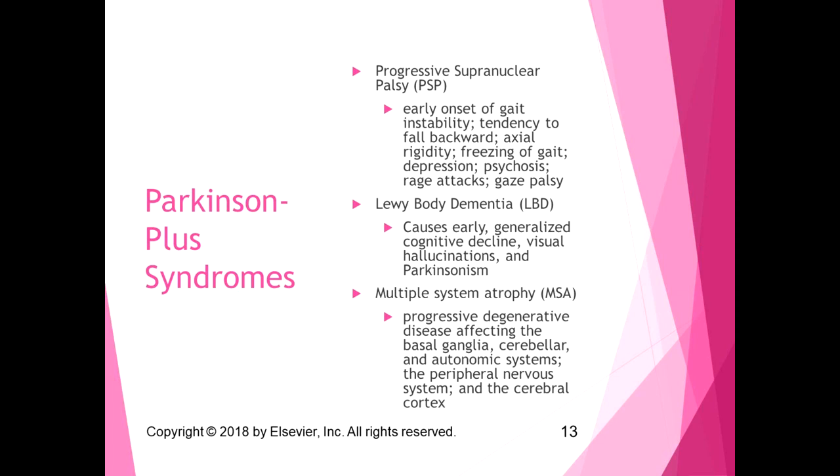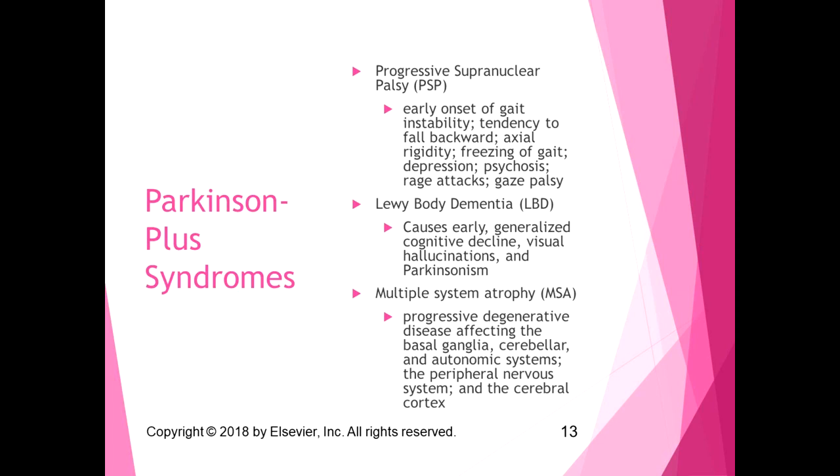You get axial rigidity in idiopathic Parkinson's, but this happens early on. Freezing of gait early on, depression, psychosis, and rage attacks, and what they call gaze palsy. A description of gaze palsy, sometimes they call it doll's eyes, like those old-fashioned baby dolls where you lie them down and their eyes close and you sit them back up and their eyes open. So people with PSP have that gaze palsy, and it can be very difficult for family members because it's hard for them to meet someone's eyes, because someone looks at them and they'll automatically look down.